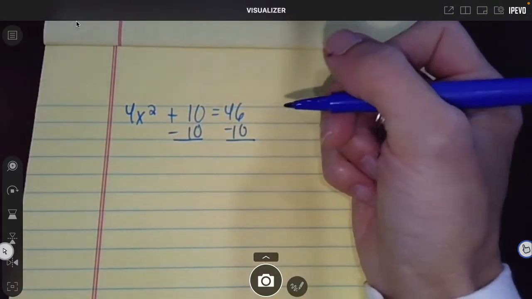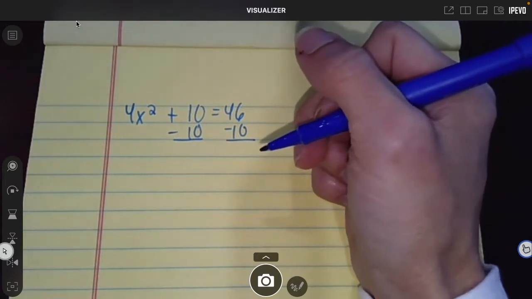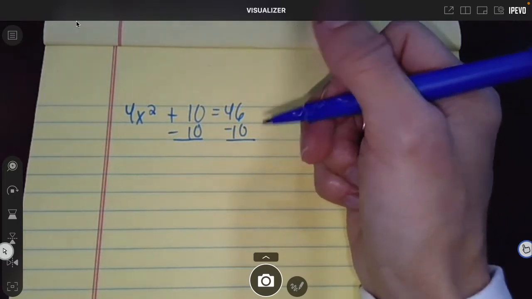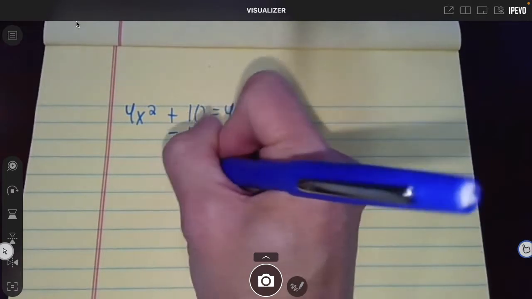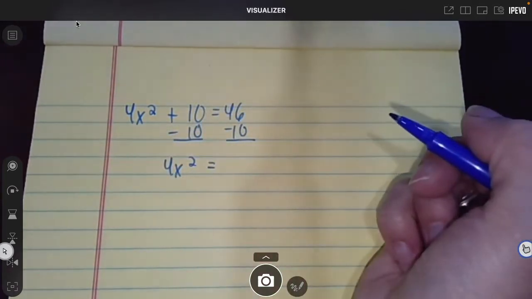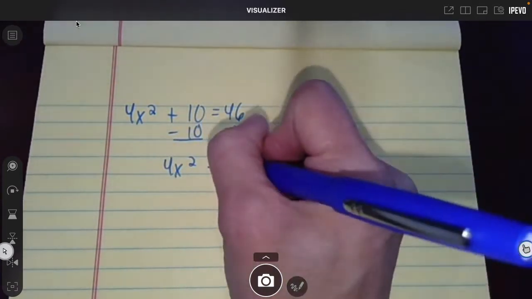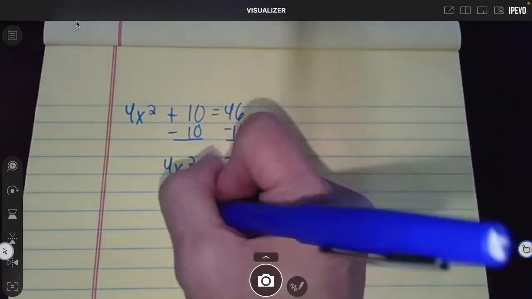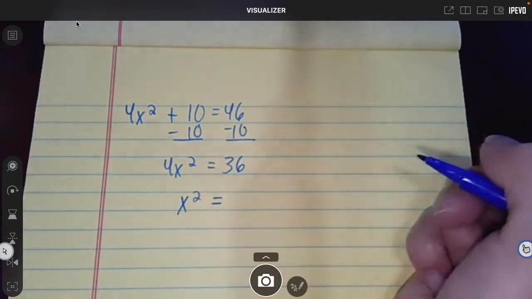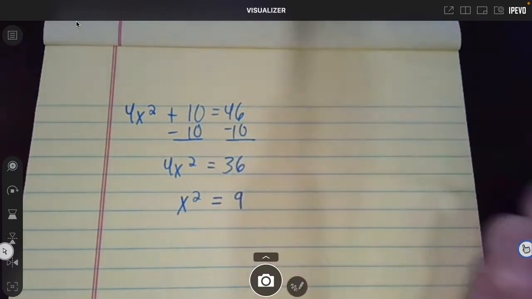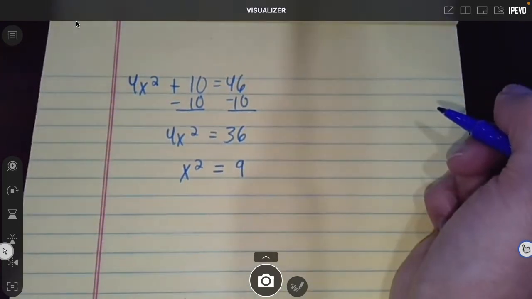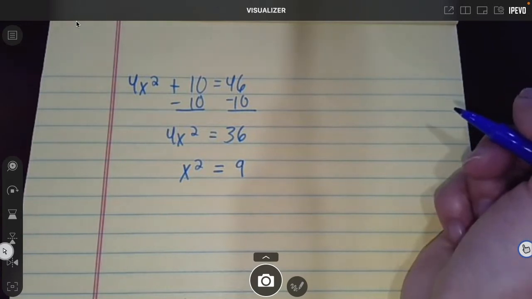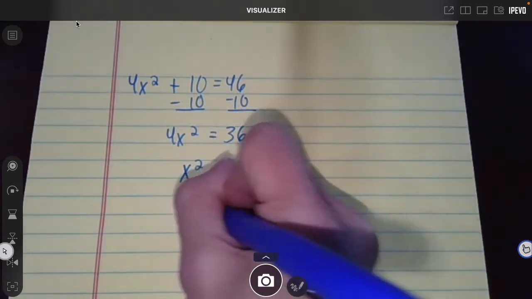So on this first type of problem, we're just going to solve for our x, like normal, because I only have x squared. I don't have two different variables, x squared and x. So if I subtract 10, 4x squared equals, what's 46 minus 10? 36. Then what do I do? Divide by 4. So x squared equals 9. So now I have two different answers. What can they be? X could equal 3 or negative 3.